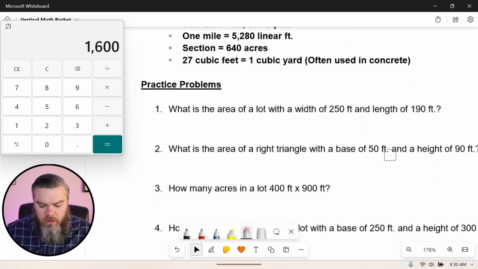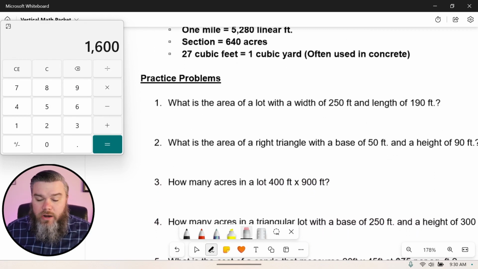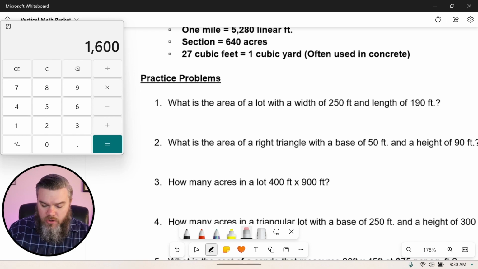So, when we look right here, what is the area of a lot with a width of 250 feet and a length of 190 feet? So all you have to do is just visualize it. Folks, you will probably have scrap paper when you're taking your test. You definitely have scrap paper and the ability to do this when you're practicing math. So I would just draw a lot.